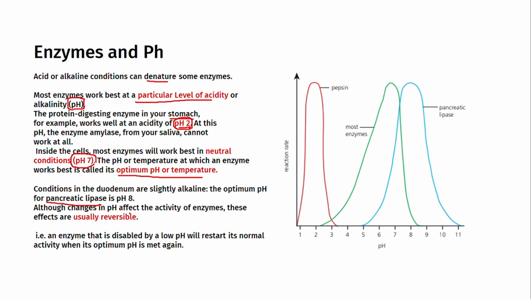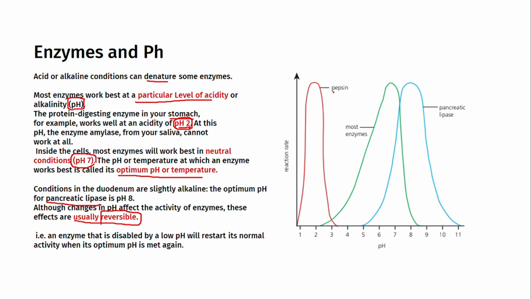Although changes in pH affect the activity of the enzyme, these effects are usually reversible. This is another difference between temperature and pH. Temperature has a permanent change, while in pH it is a reversible one. For example, an enzyme that is disabled by a low pH will restart its normal activity when its optimum pH is met again. So here we use the graph to know which enzyme we're talking about.